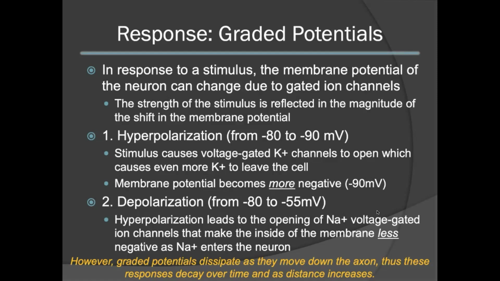In a depolarization event, the membrane potential becomes less negative. This is because a depolarization event will lead to the opening of the sodium-gated ion channels. As a result, the inside of the membrane will become less negative as sodium will enter into the neuron. Graded potentials in general dissipate as they move down the axon. This means that they can decay over time and also as distance increases. So graded potentials are only good for a short distance and a short time.